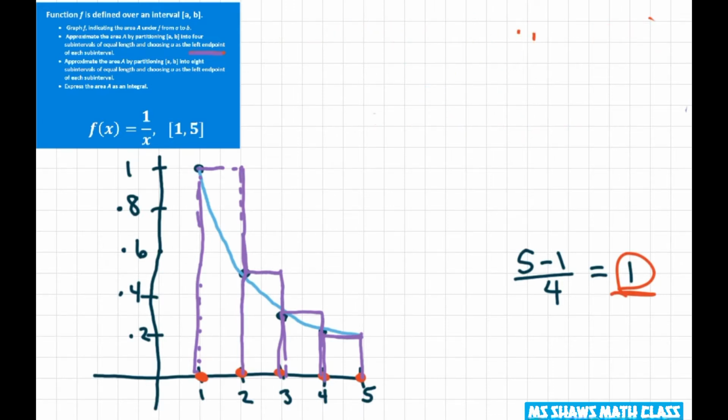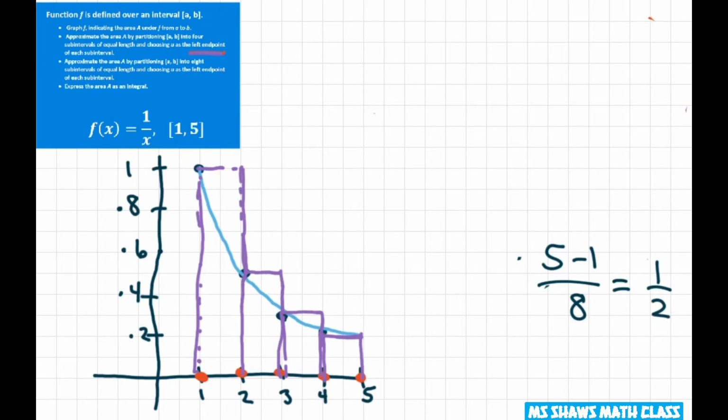Now we have to do 8 intervals. So basically, we're doing 5 minus 1 divided by 8. That's going to equal 1/2. So we have to go by 1/2. So this little piece is going to be 1.5, 2.5, 3.5, and 4.5. We're still starting at 1 as our endpoint. So basically now when you draw this, I'm going to try to erase as much of this as I can.